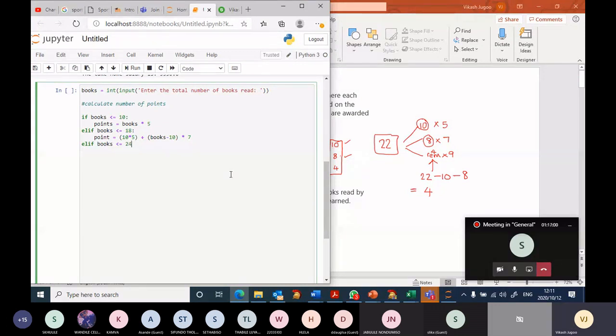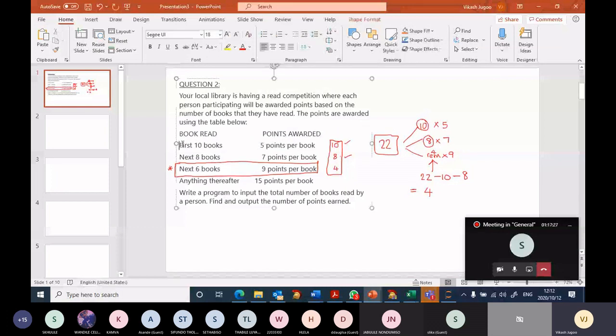So how do I work out the points? The first 10 books are multiplied at 5 points, plus the next 8 books are multiplied at 7 points. Right, there it is here. The first 10 books, 5 points. The next 8 books, 7 points. Now let's work out the remainder and multiply it by 9.